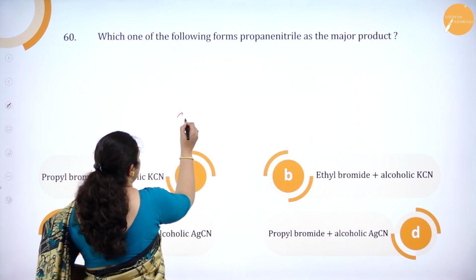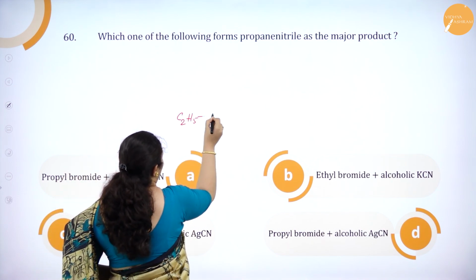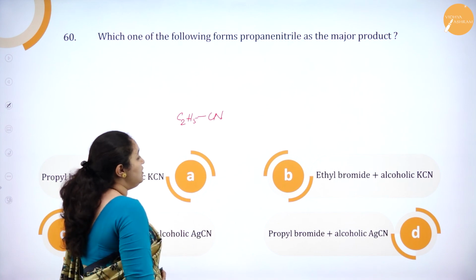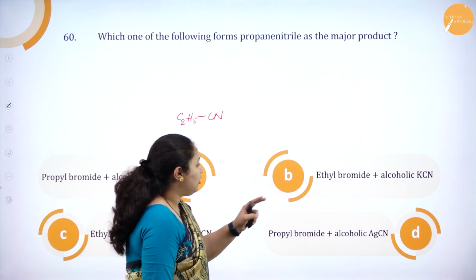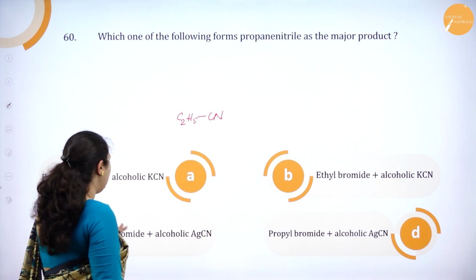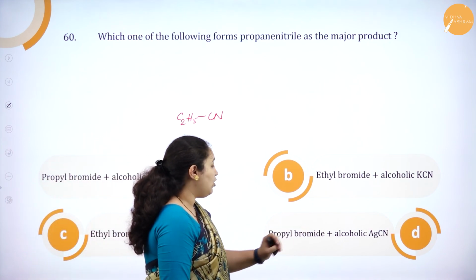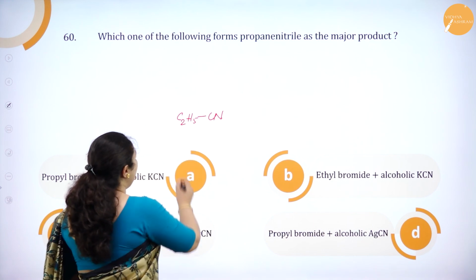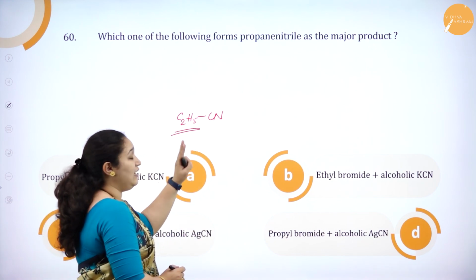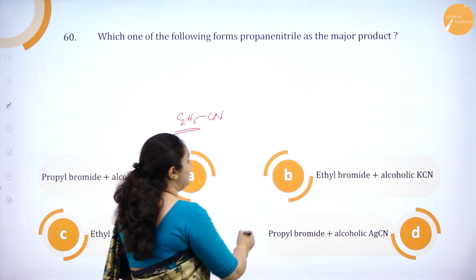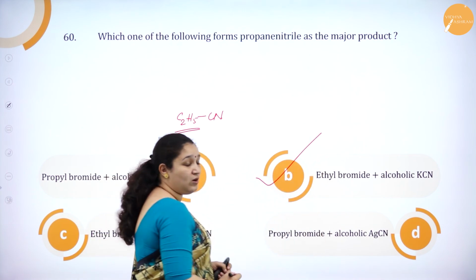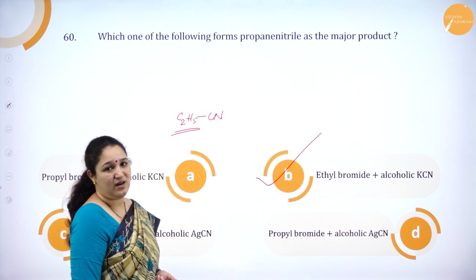That is, it is C2H5CN. Okay. So, it is ethyl bromide with alcoholic KCN, or ethyl bromide with alcoholic AgCN, or propyl bromide with alcoholic AgCN. We need an ethyl group and a CN group to come and get attached. So, it is ethyl bromide with alcoholic KCN, which is the correct answer.